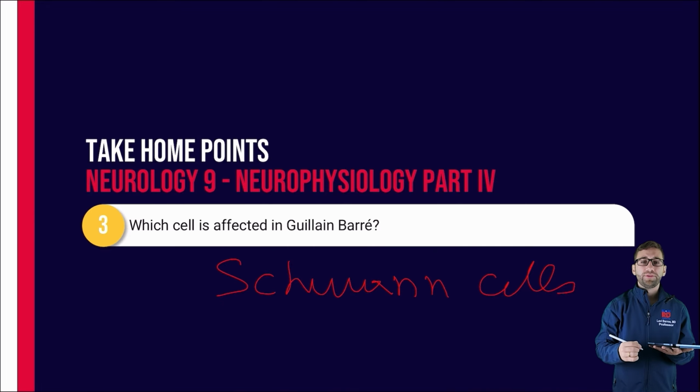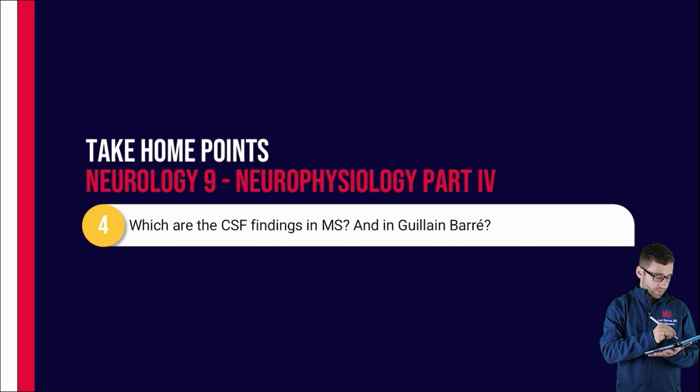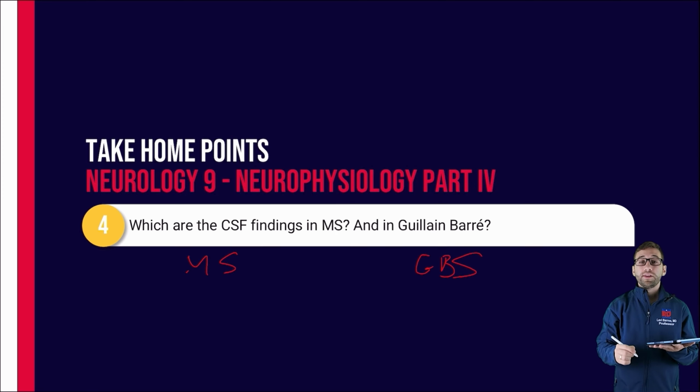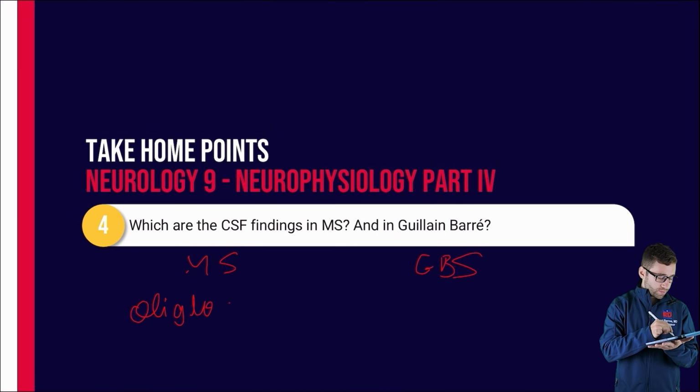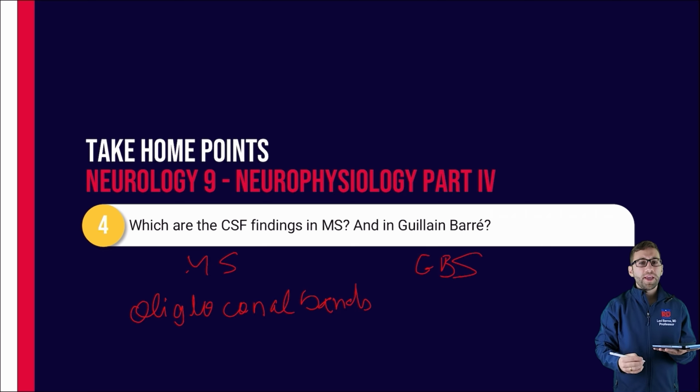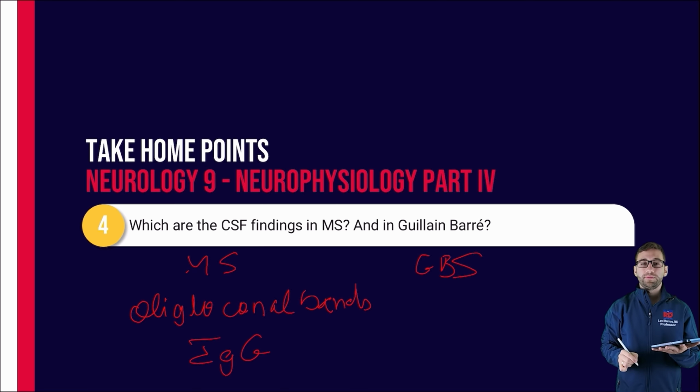Final question. Which are the CSF findings in MS and in Guillain-Barré? Let's split here. MS, Guillain-Barré. In MS, cerebrospinal fluid analysis often reveals the presence of oligoclonal bands, which are bands of immunoglobulins that indicate an abnormal immune response within the CNS. Elevated levels of immunoglobulin G, IgG, are also common.